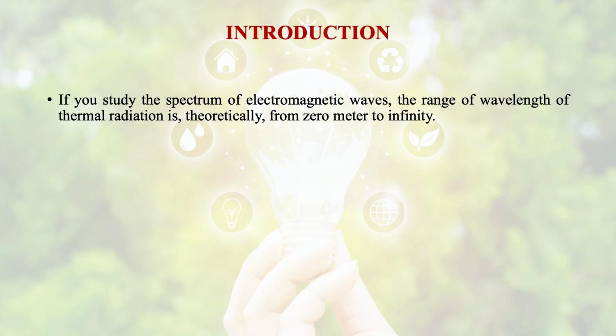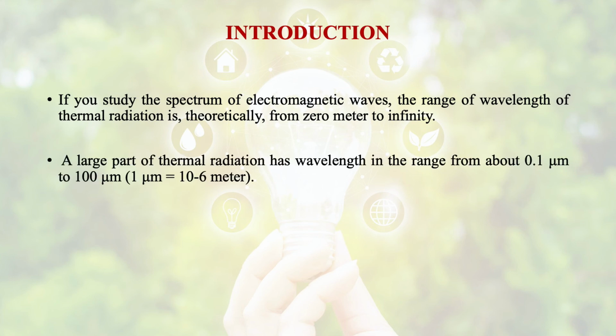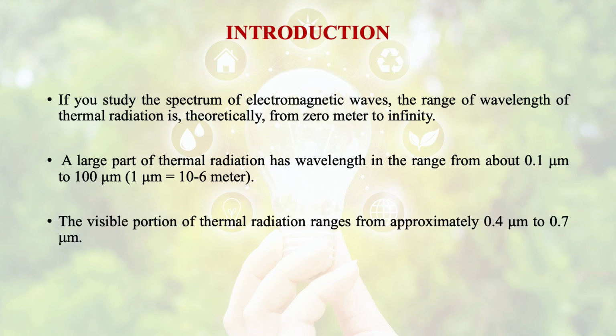If we study the spectrum of electromagnetic waves, the range of wavelength of thermal radiation is theoretically from 0 meter to infinite. A large part of thermal radiation has wavelength in the range from about 0.1 micron to 100 micron. A micron, μm, is 10 to the power minus 6 meter. The visible portion of thermal radiation ranges from approximately 0.4 μm to 0.7 μm.